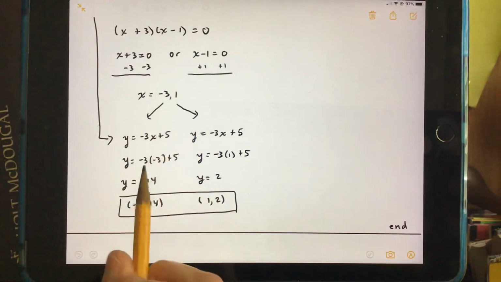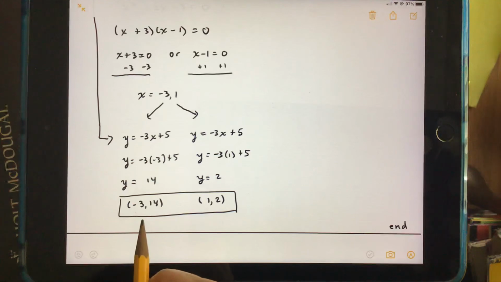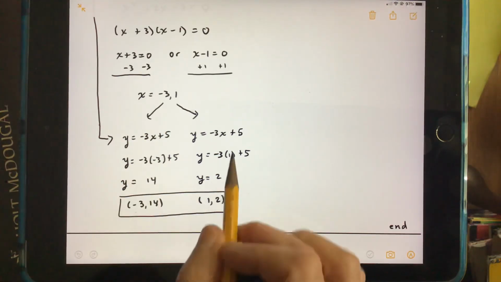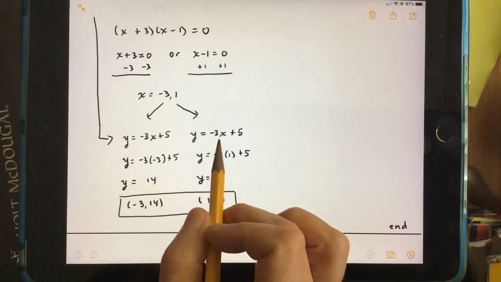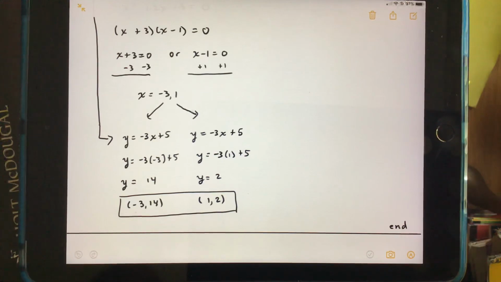I will substitute in negative 3 for x, and I will find out the y value that corresponds to when x is negative 3. The y value will be 14. And here I'm going to substitute in 1 for x, and then I'm going to work out my corresponding y value, and that will give me 2. So these are the 2 points of intersection of the parabola and the line. The intersection of the parabola and line will happen at (negative 3, 14) and at (1, 2).